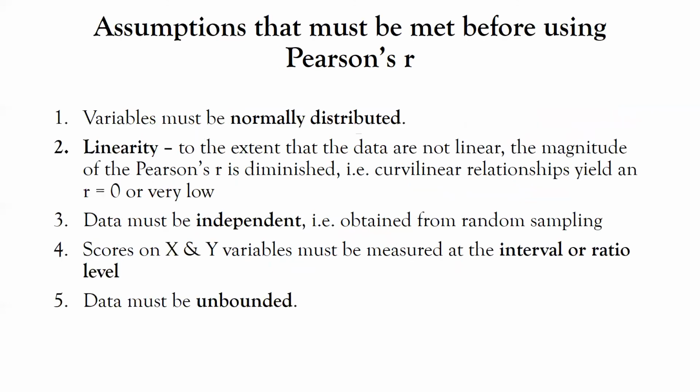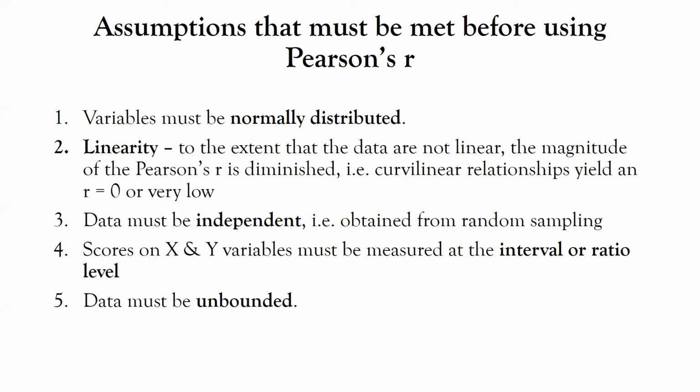All right, so here are certain assumptions that we need to meet first before using Pearson's R. First is that the variables that you want to measure must be normally distributed. That way we can use the critical values that the Pearson's R has provided us. Second, linearity. As I said, there are other forms of relationship. Make sure first that the data is linear, because if it is not, then whatever you compute with the Pearson's R becomes questionable. It diminishes.